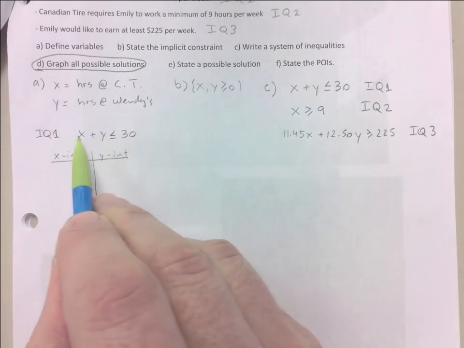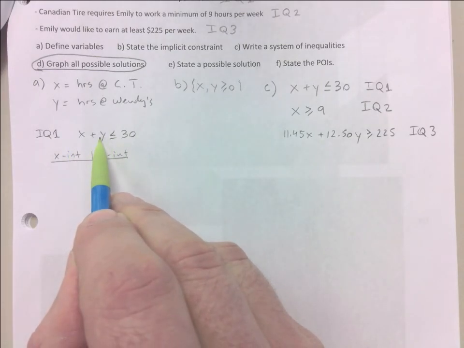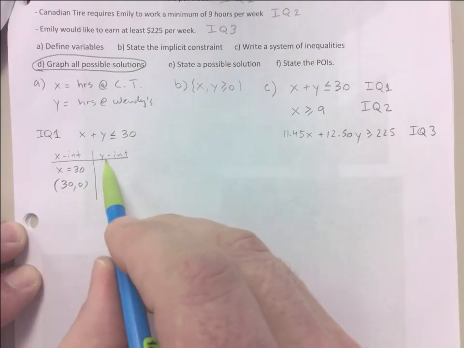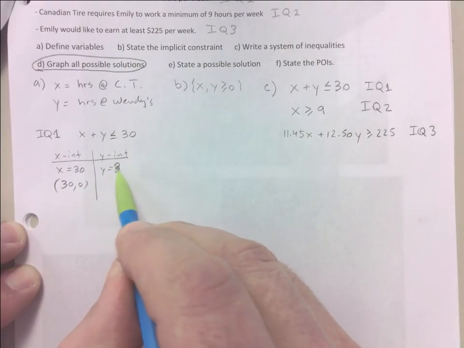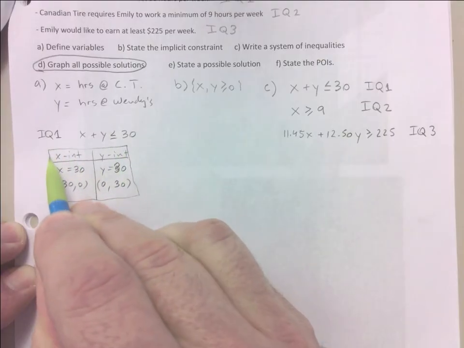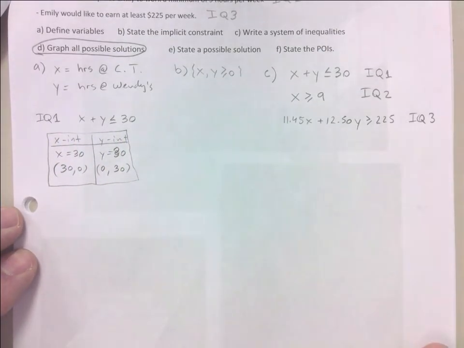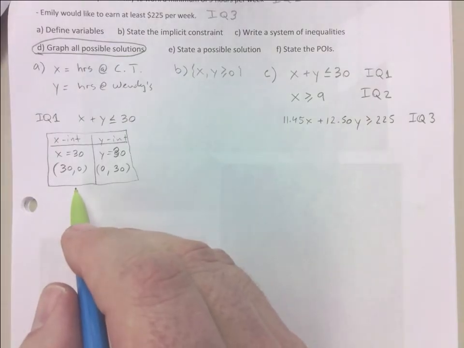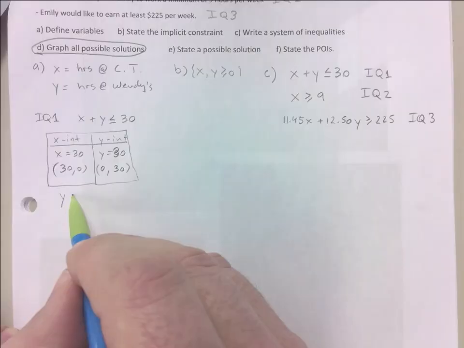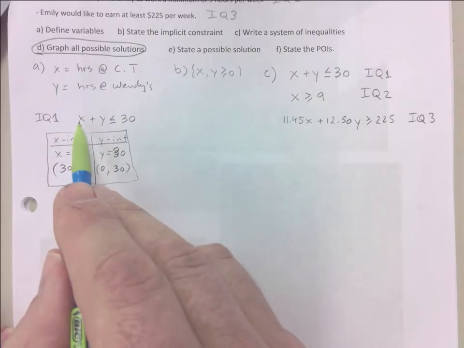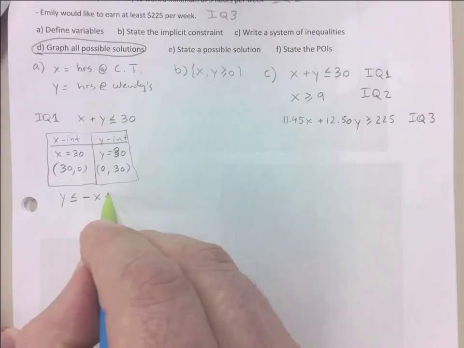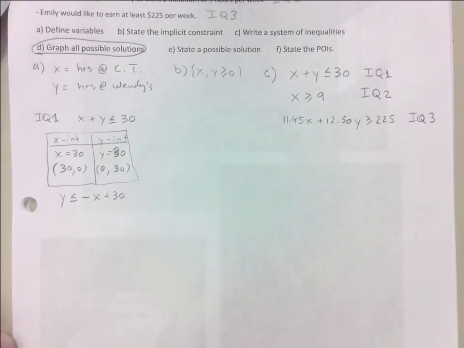This one is actually very easy. X and Y just have a coefficient of 1. So X is equal to 30, so it's 30, 0. Y is equal to 30, so 0, 30. Boom, you're done. That is important for graphing purposes. Next, you rewrite your inequalities. So we will go Y is less than or equal to, that X comes over subtracting, so we go negative X plus 30. And that's what you need.